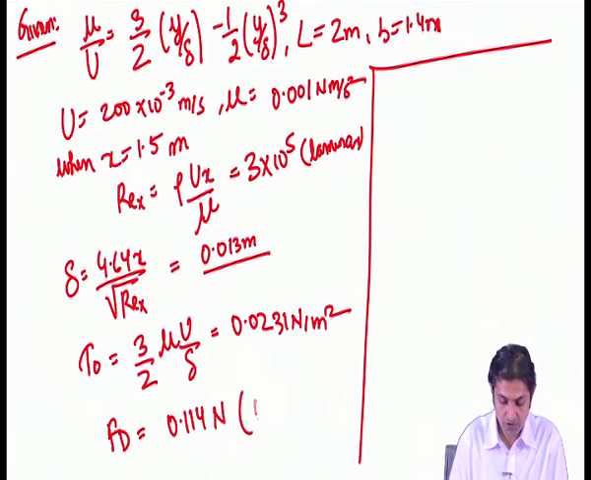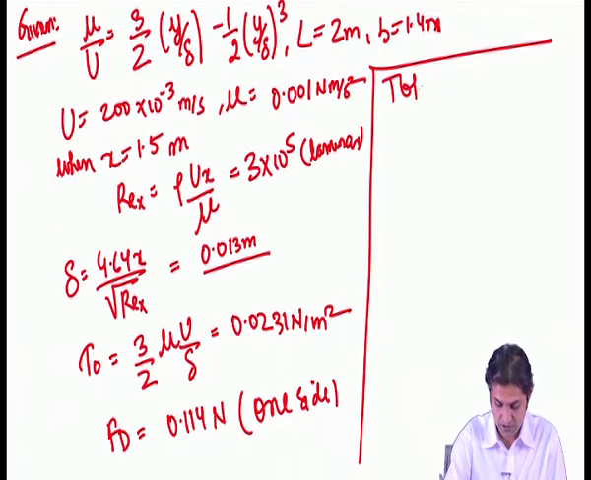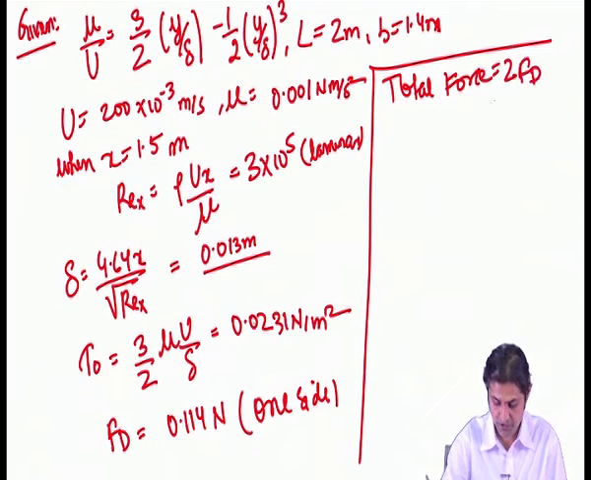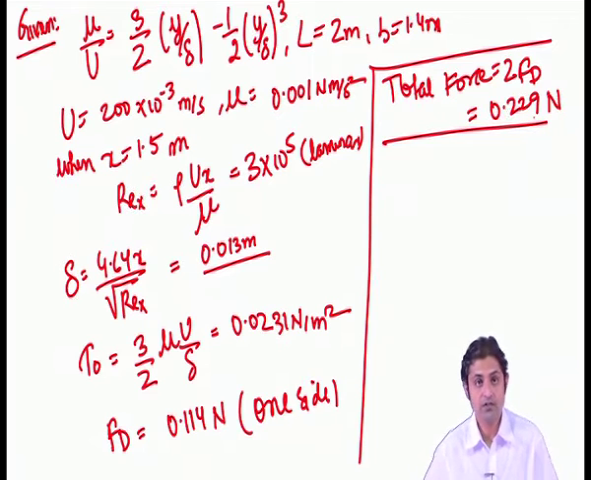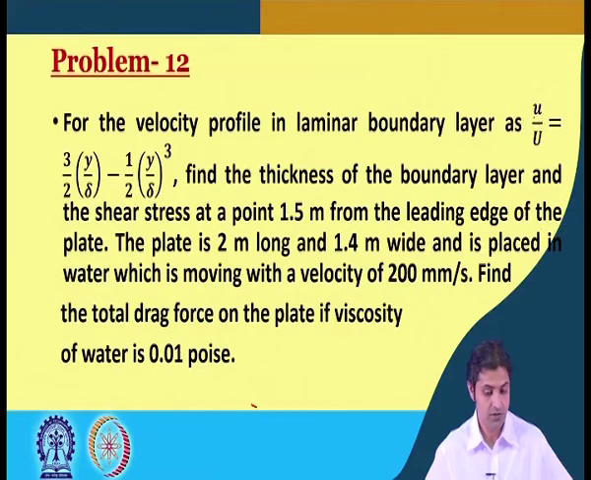Because this was on one side, the total force, there are two sides, 2 Fd, so it is going to be 0.229 Newton, okay. All right. So, this is the same question, but with numerical values. So, I will go now.